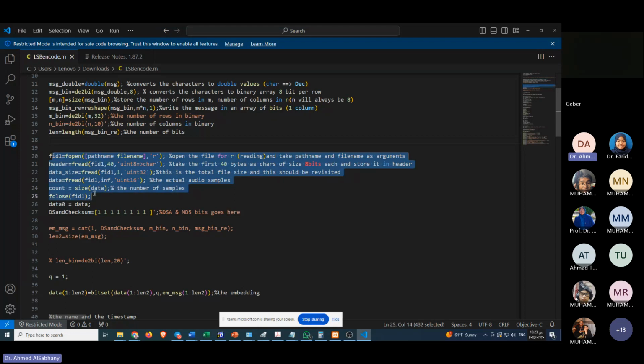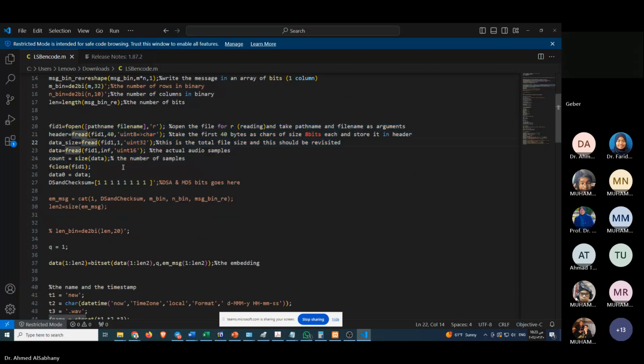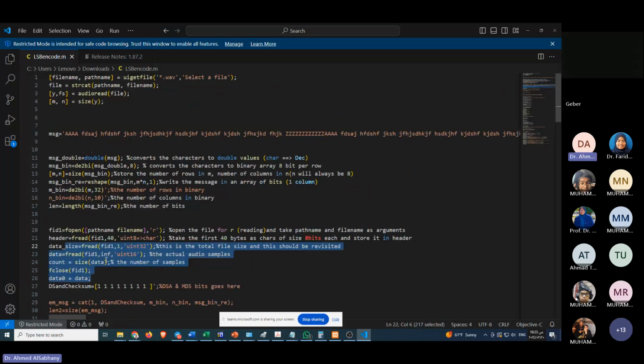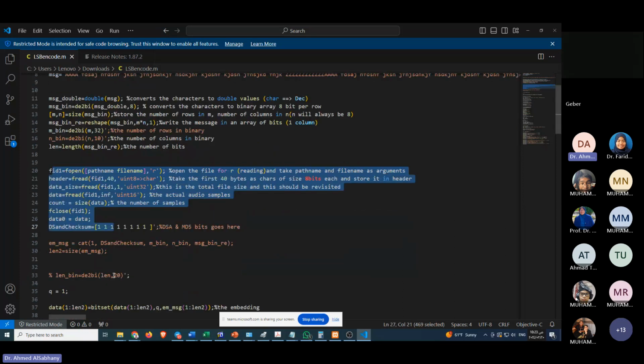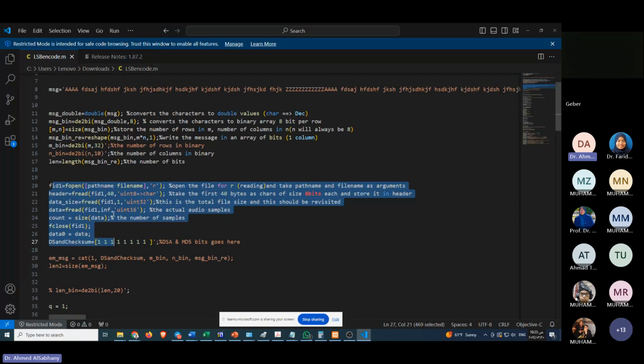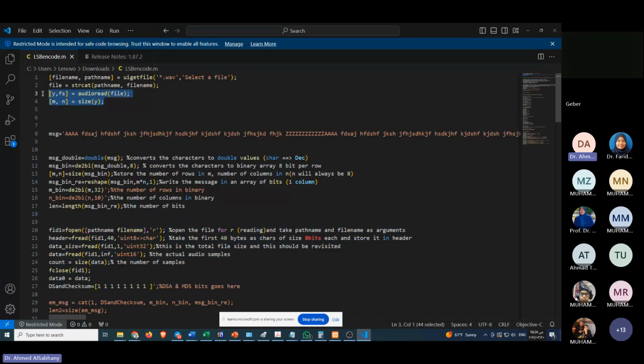read the audio file one more time. Actually, this part is not very necessary, we don't need it. We can read the file using either this method or this method. We can use the audio read, or we can use the file read, if we know the quality of the audio, that it's 16-bit, and what the frequency of the signal is. We can use either this reading method or this reading method.